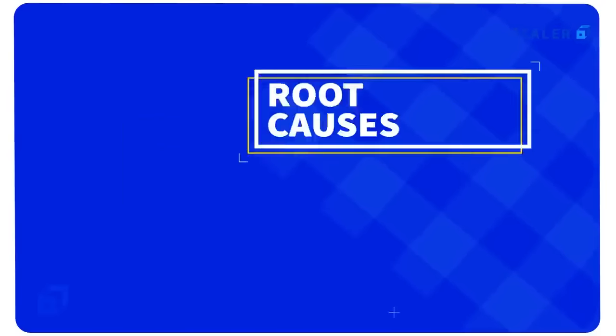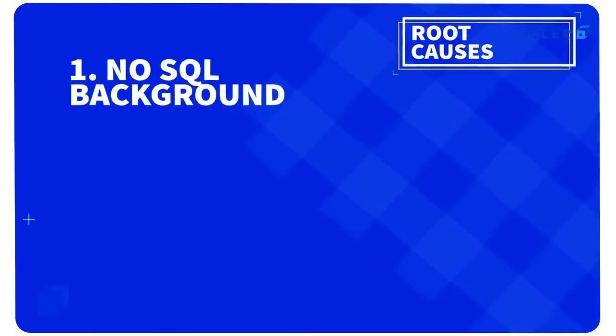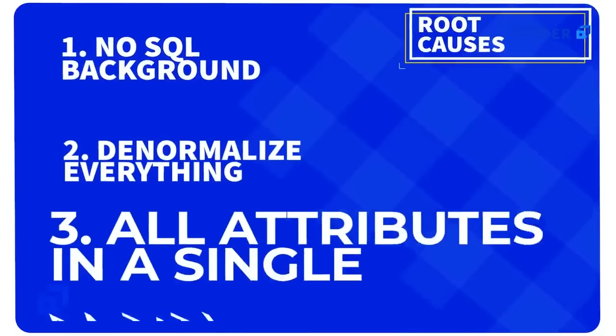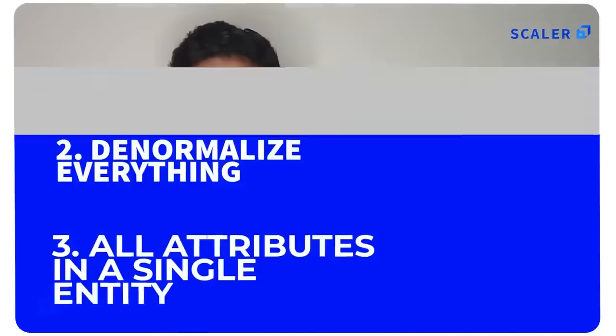After taking more than 200 interviews, I've come to a realization that most people lack one common trait, which is to design a good relational database. Now, why does this problem arise? The root cause can be attributed to the fact that many people come from a NoSQL background and hence they try to denormalize everything and put all the attributes in a single entity. Therefore, it becomes very critical to understand the basic fundamentals of schema design.